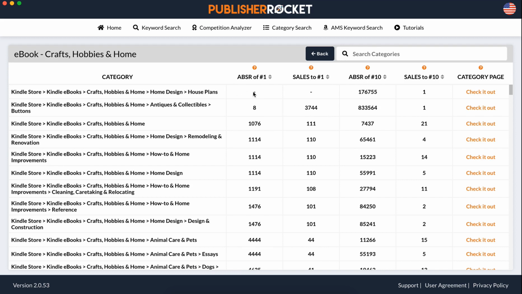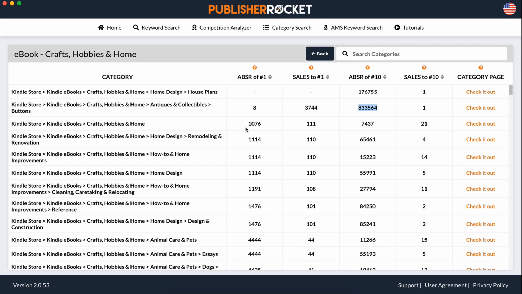If you see a lot of these, I would just contact support. Antiques and Collectibles button, ABSR number 1 is pretty high. Sales to number 1 is 3,000, but number 10, 833,564. That means you might not have ever sold a copy. So you want to look at both these numbers because you don't want one where there's like one hit book and then a bunch that are selling nothing.